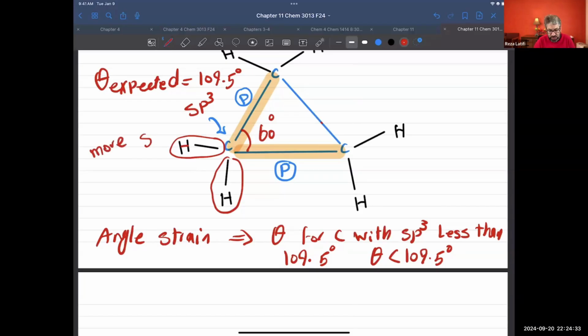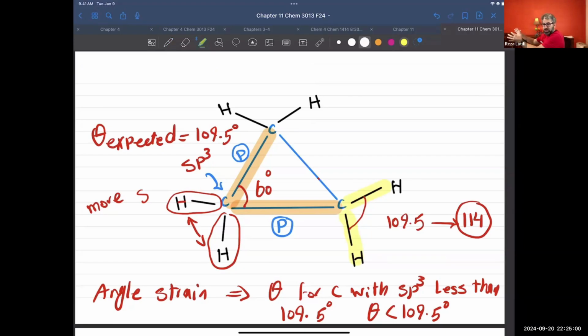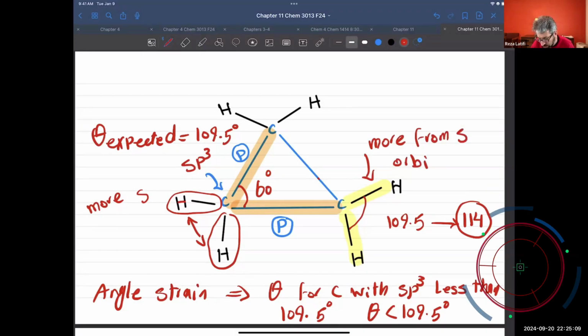More s character. They get shorter, and very soon they will start repelling each other because they are too close to each other. And that's going to increase the bond angle between those two hydrogens from 109.5, it will go up to 114. So for this bond, I'm going to highlight this. For bonds that are pointing out of the ring, we have more from s orbitals. We have more s orbital character.